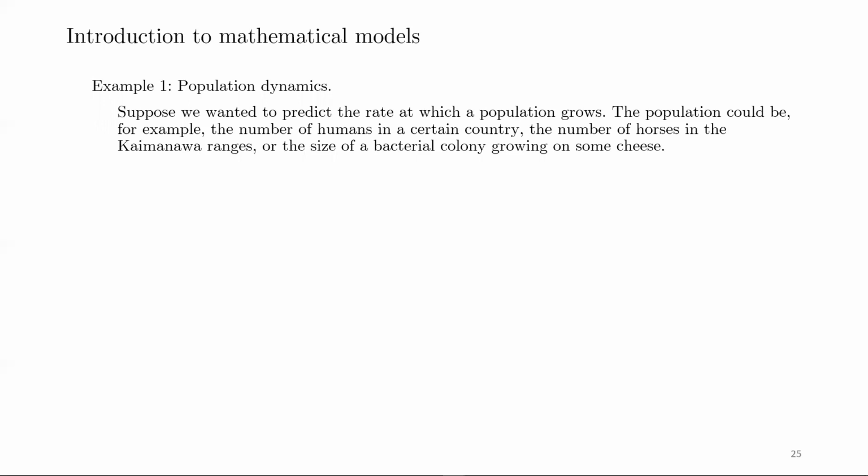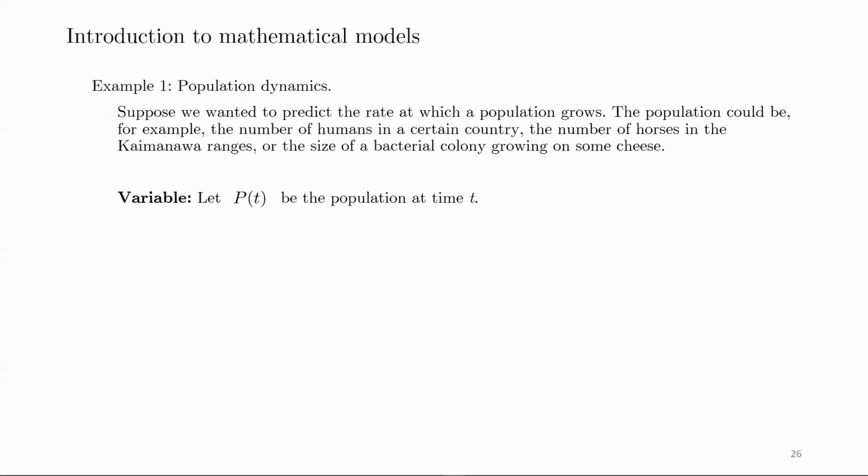So we might like to study the rate at which a population grows. And this population could be multiple things. It could be the number of humans in a certain country, like New Zealand or Australia or Singapore or something. It could be the number of horses in the Kaimanawa Ranges. Or it could be the size of a bacterial colony growing on some cheese. And I guess depending on the type of cheese, that may be good or bad.